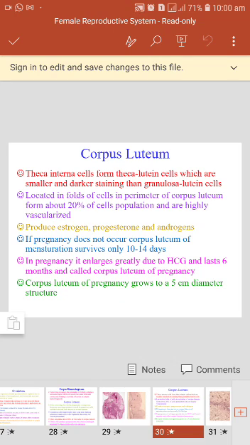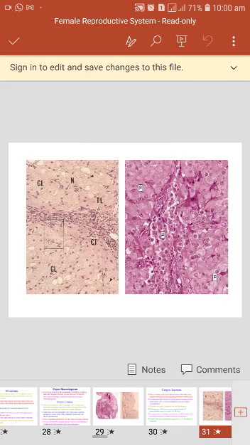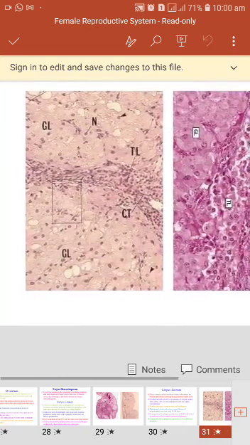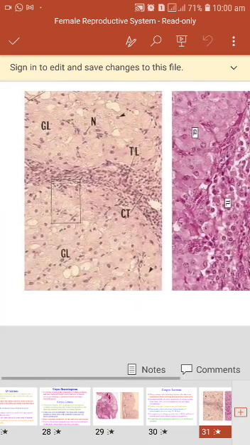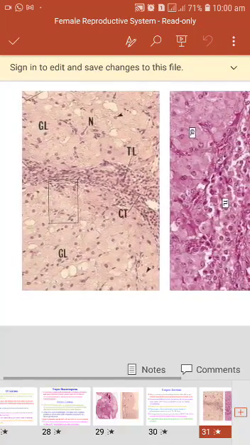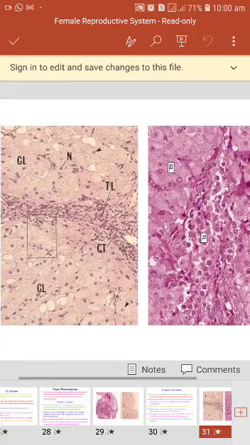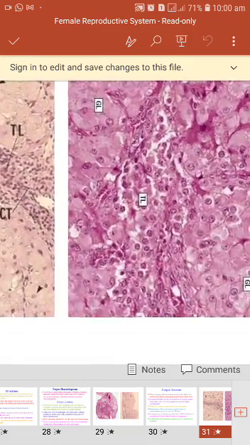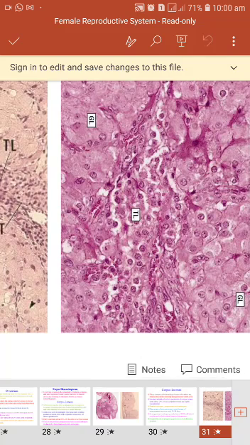The corpus luteum of pregnancy grows to a 5 cm diameter structure. This is the diagram of the corpus luteum with the theca lutein and granulosa lutein cells. Theca lutein cells are smaller and darker staining. You can see here that the TL are the theca lutein cells. These are smaller as compared to the granulosa lutein cells, which are shown with the GL.